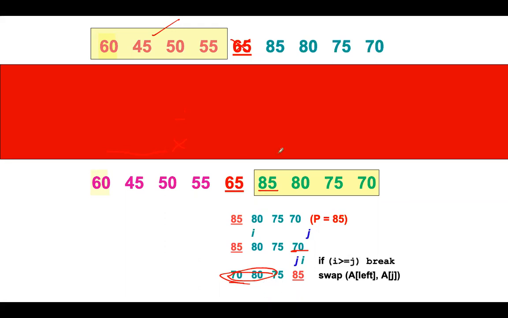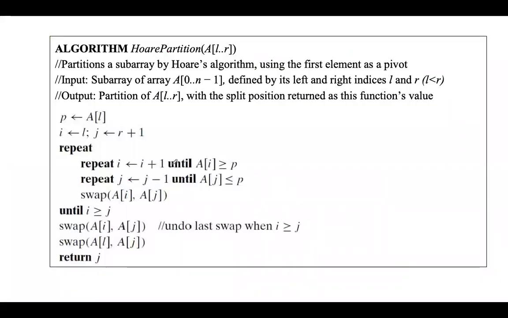Is it clear? This is nothing but just the partitioning algorithm. Okay, you can see the partition algorithm. Hoare is the person who found this algorithm, so his name is given here. See, I'm not talking about the quicksort algorithm here. I'm just talking about the partition logic.